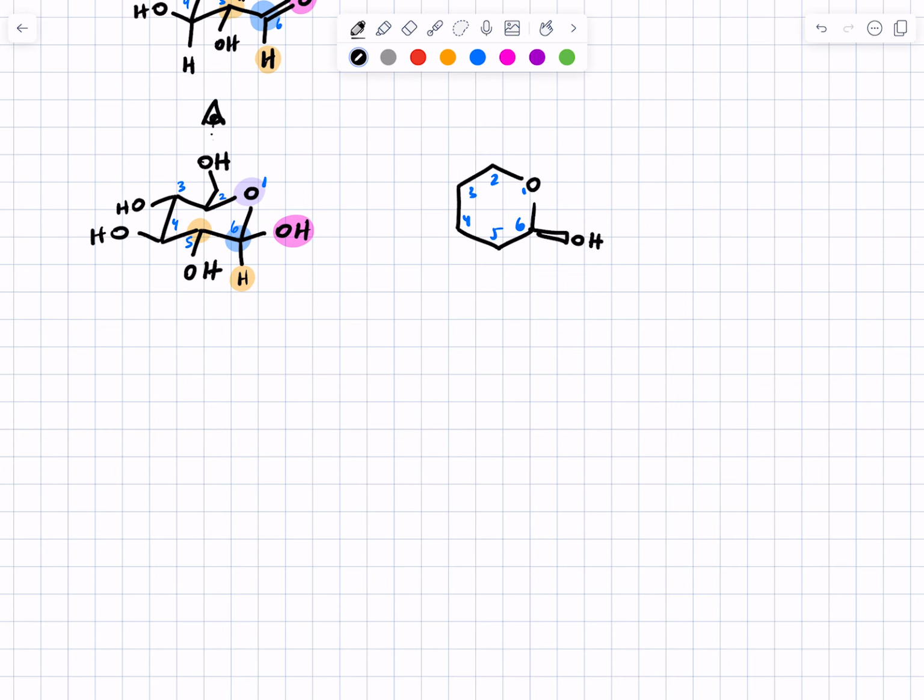Groups that are up in our chair drawing, either up axial or up equatorial, are wedges. Groups that are down, either down axial or down equatorial, are dashes. So OH on carbon 5 is a dash, OH on carbon 4 is a wedge, OH on carbon 3 is a dash, CH2OH group on carbon 2 is a wedge. If you're not sure or if that's not making sense, you need to come back to this and go through it slowly and review. We don't have time to do that right now.